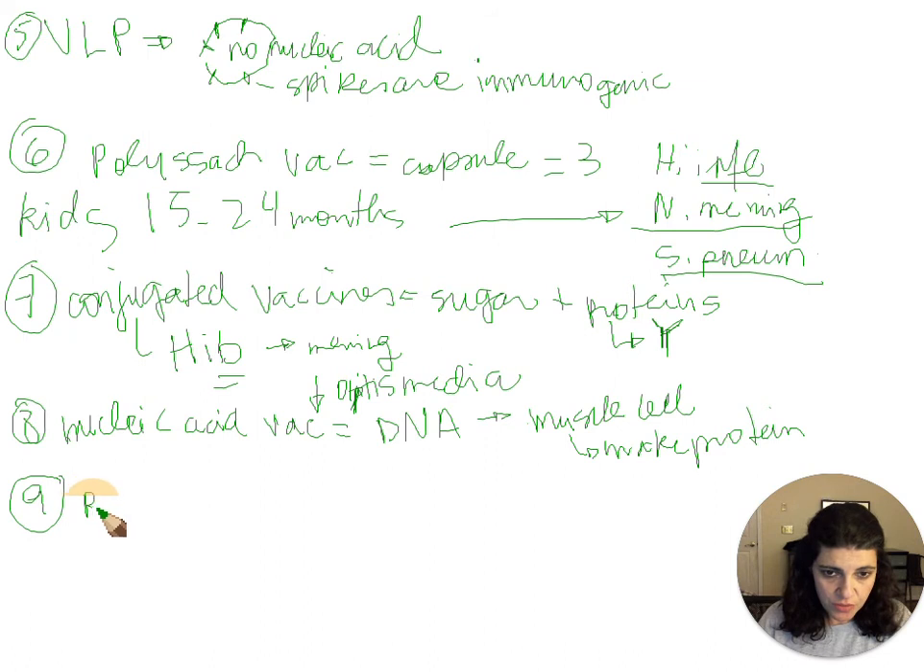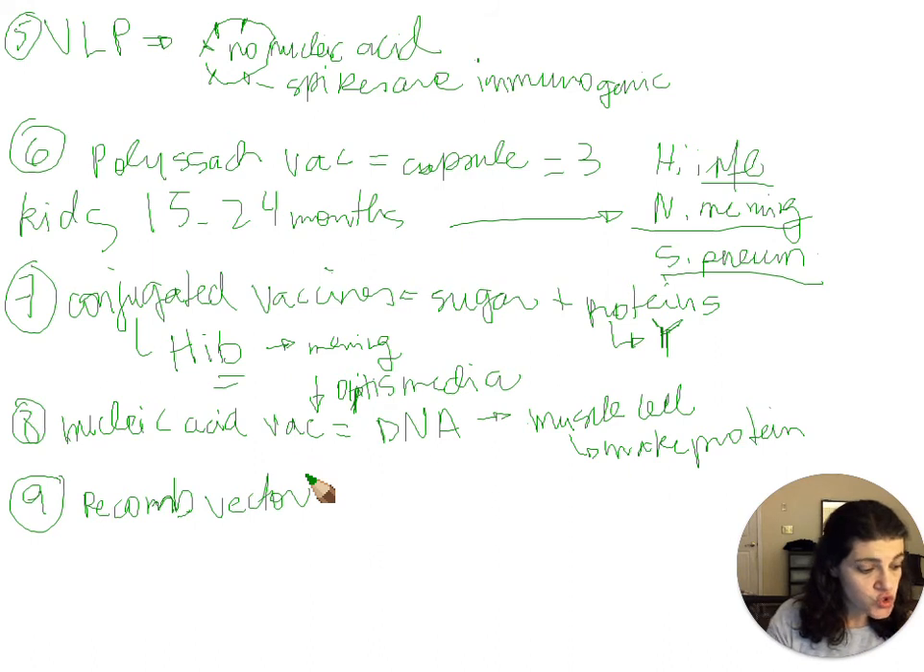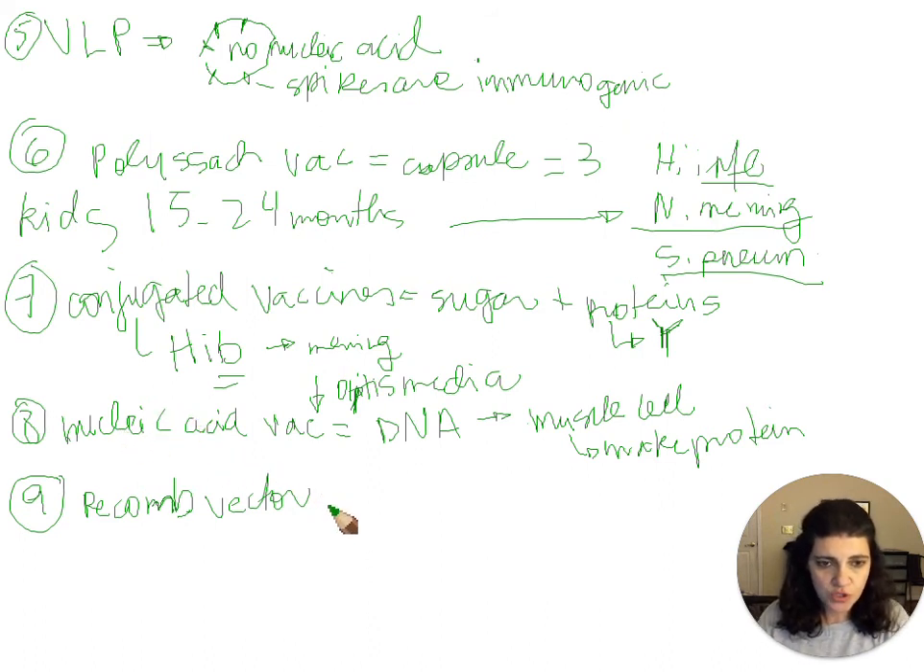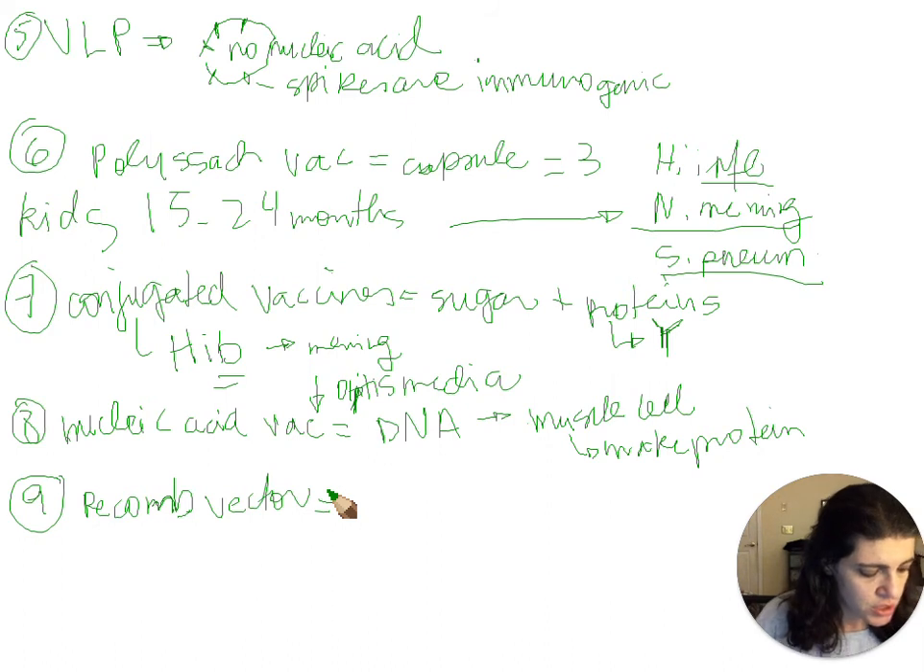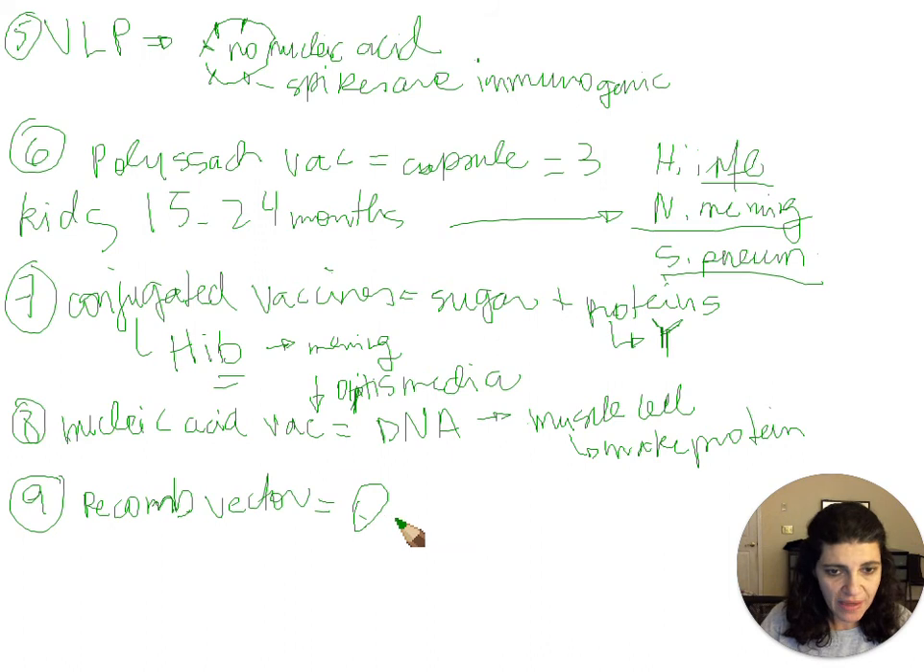Recombinant vector. So if a microbe or a virus is super dangerous and you don't want to take any risk, and using subunits is not effective because it's being tested, one option is to use a vehicle or a vector and add, for example, to a non-harmful bacteria.